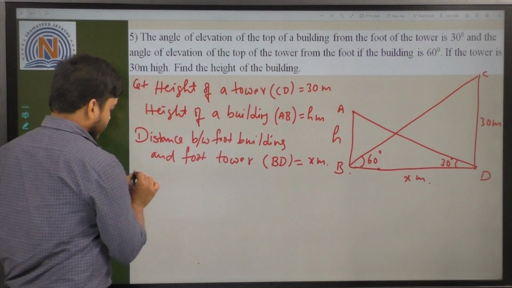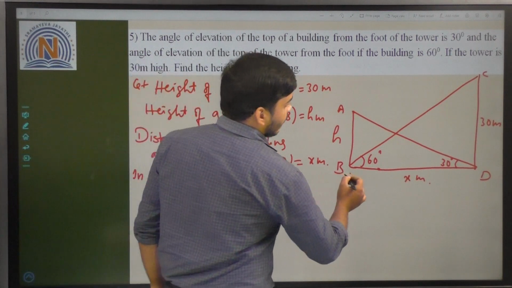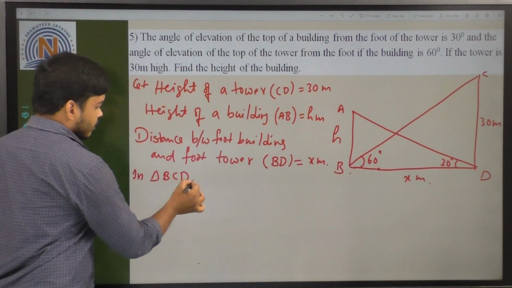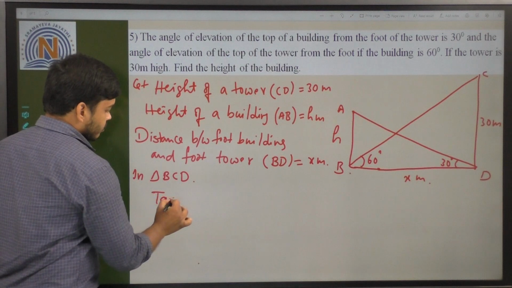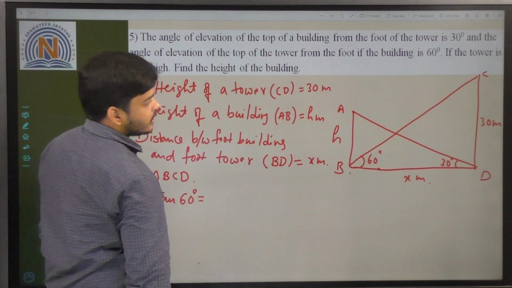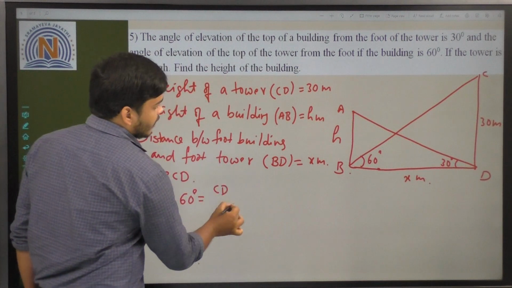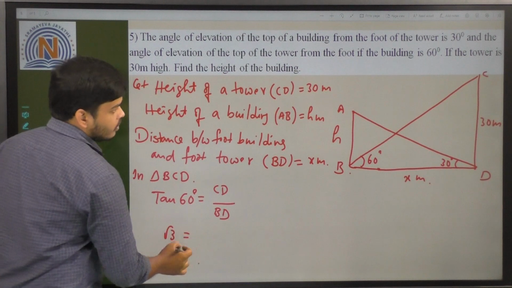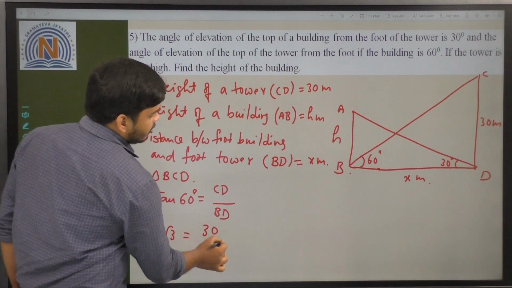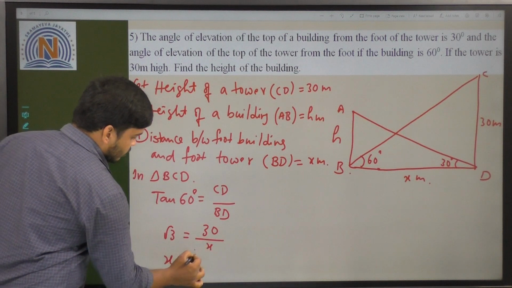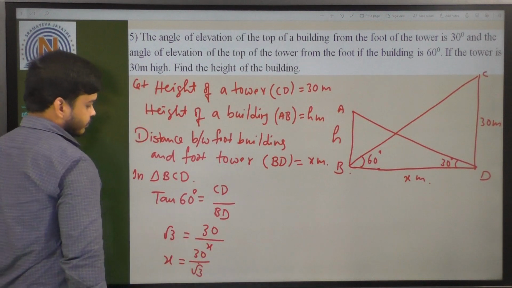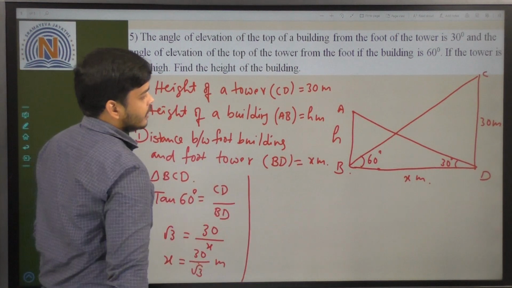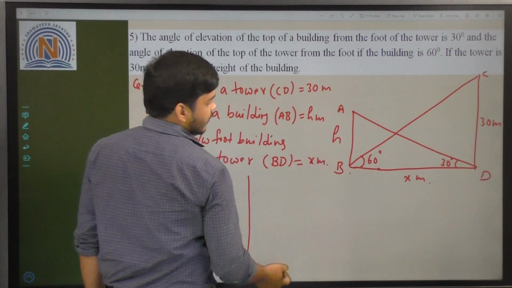Now from triangle BCD, tan 60 degrees is equal to opposite by adjacent, CD by BD. So tan 60 degrees value is root 3, which equals CD, 30, by BD, x. Therefore x is equal to 30 by root 3 meters. That is the distance BD. Now we need to calculate the h value, the height of the building.